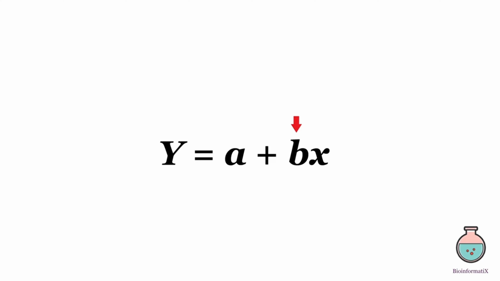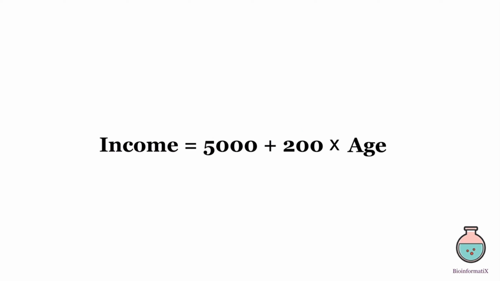The slope coefficient b represents the change in y for every unit change in x. It indicates the steepness of the linear regression line, which is the rate at which y changes with respect to x. Let's say we want to predict the income of a person based on their age.